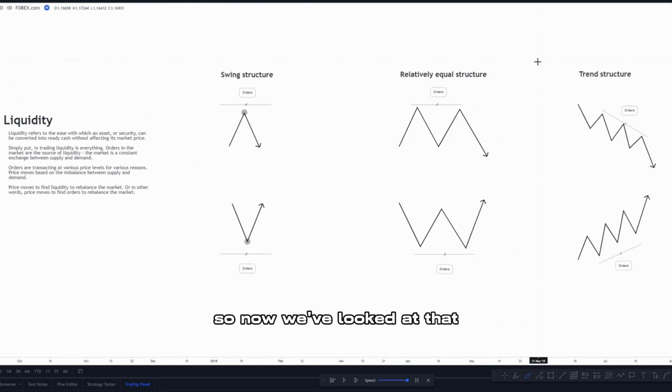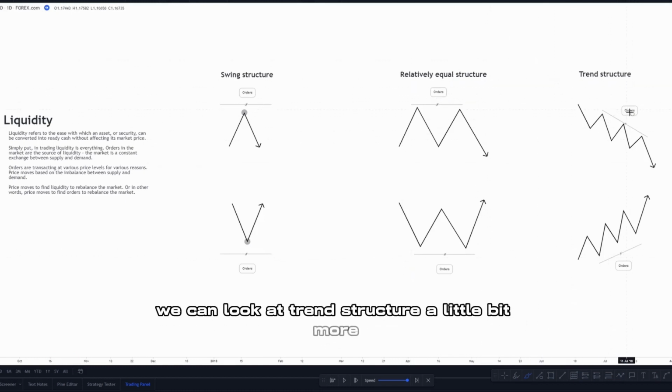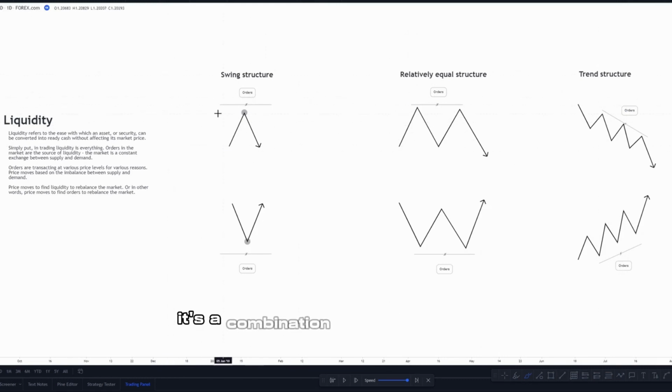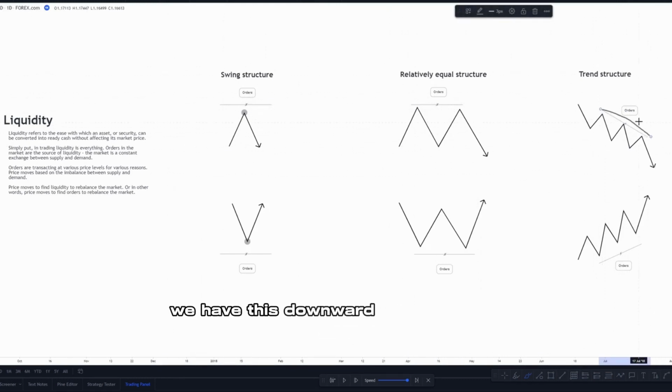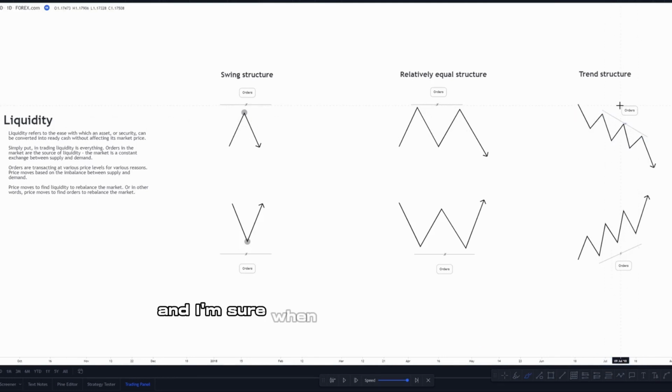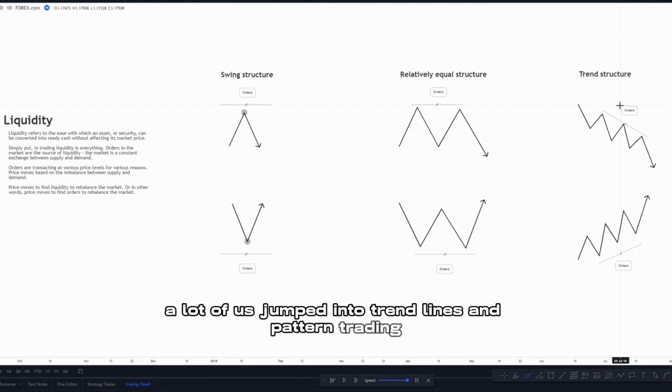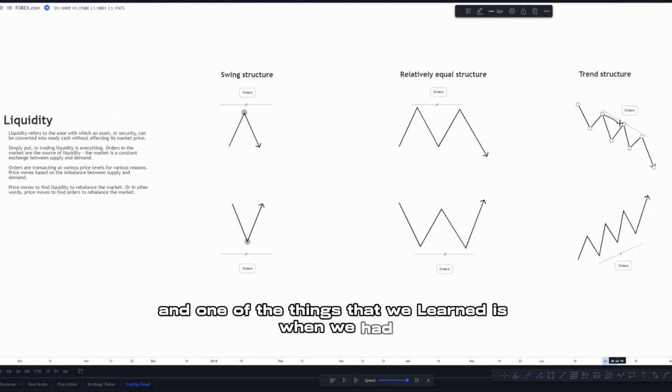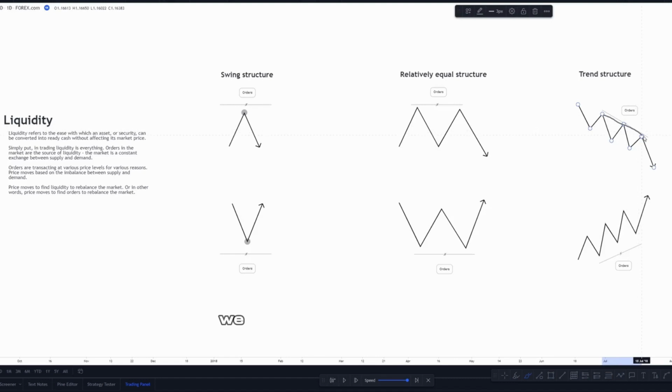So now that we've looked at that, we can look at trend structure a little bit more. And what we can see is it's a combination of swing structure, relatively equal structure, because as we're seeing, we have this downward sloping trend structure. And I'm sure when we first started trading, a lot of us jumped into trend lines and pattern trading. And one of the things that we learned is when we had two lower highs in succession, we could draw a trend line and we'd be looking to trade the third touch, as that would be a validated trend.